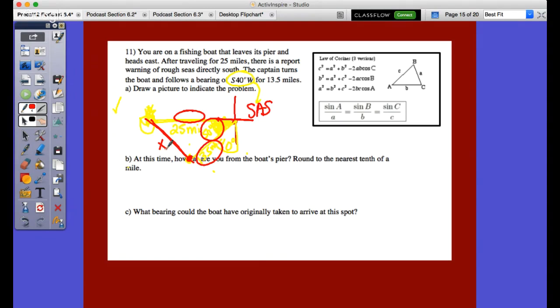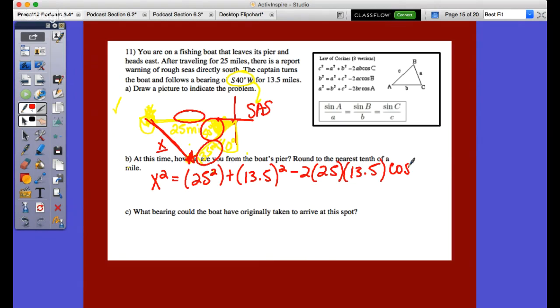How could I have done that? Well, this is the original spot, right? So with side angle side, we could say, okay, we're going to solve this for x, right? So we could say x squared equals 25 squared plus 13.5 squared minus 2 times 25 times 13.5, cosine of 50 degrees.